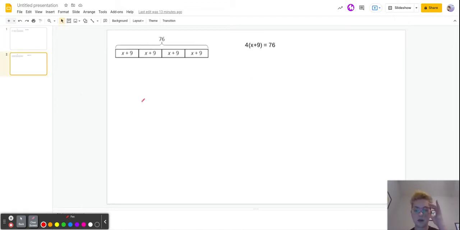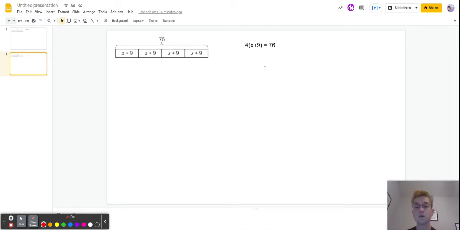So here we have a tape diagram, and it has 4 pieces of tape all equal to each other, all labeled x plus 9, and they are set equal to a total of 76. So if we were to write out what equation was being represented here, we would have a 4 out front representing our 4 pieces of smaller tape, times x plus 9, because that's how much each small piece of tape is worth, and the whole thing is equal to 76. Now, looking at that, it's kind of difficult to figure out what x is. I'm not really sure. So we've got a couple things we can do.